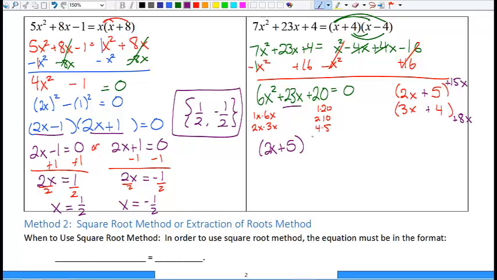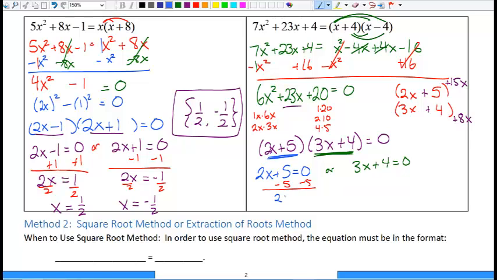So I have 2x plus 5 and 3x plus 4. And there's nothing else that can be factored, so I'm completely factored. And then I set every term with a variable in it. So this term has a variable in it, so I'm going to set that term equal to 0 using the zero product property. This factor has a variable in it, so I'm going to set that equal to 0 as well, and then solve each of those independently.